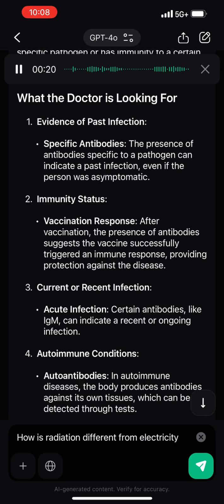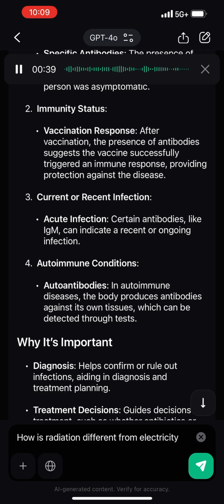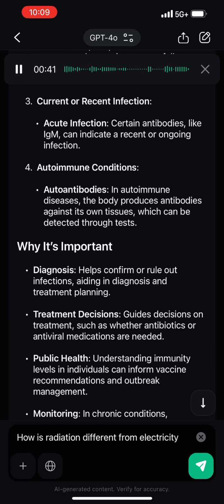Specific antibodies: the presence of antibodies specific to a pathogen can indicate a past infection, even if the person was asymptomatic. 2. Immunity status. Vaccination response: after vaccination, the presence of antibodies suggests the vaccine successfully triggered an immune response, providing protection against the disease. 3. Current or recent infection. Acute infection: certain antibodies, like IgM, can indicate a recent or ongoing infection.